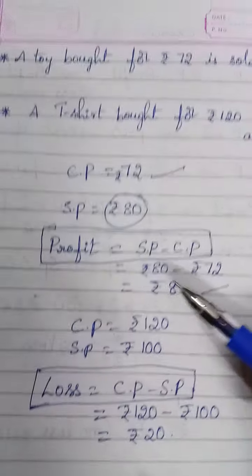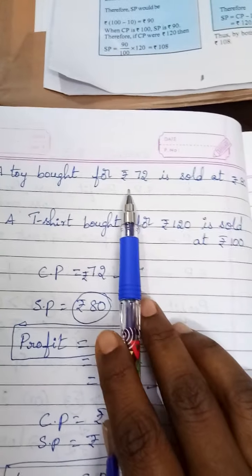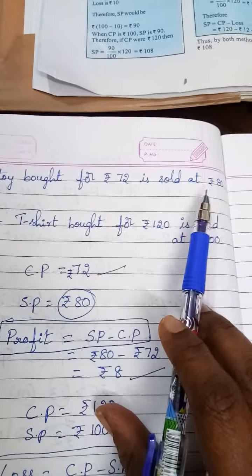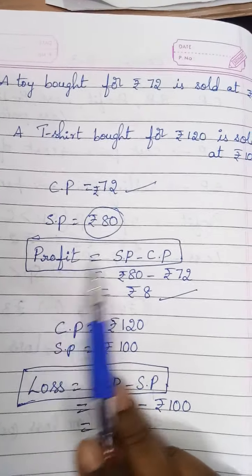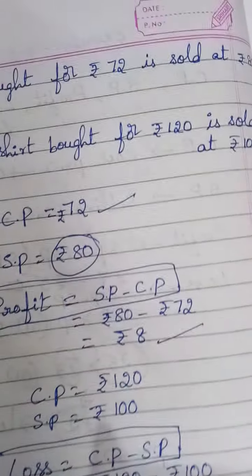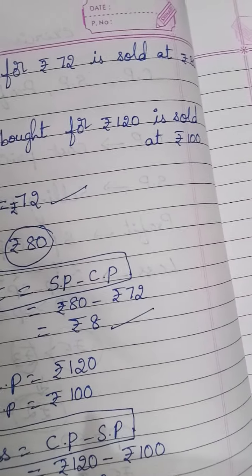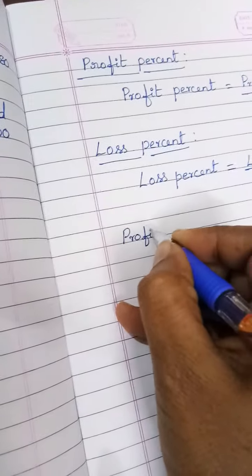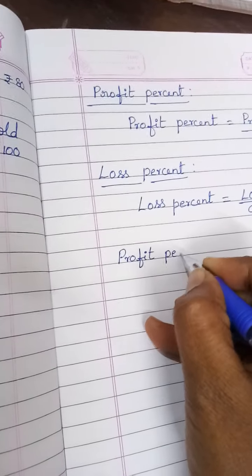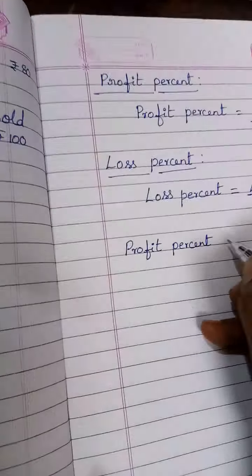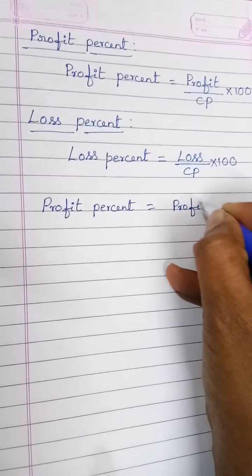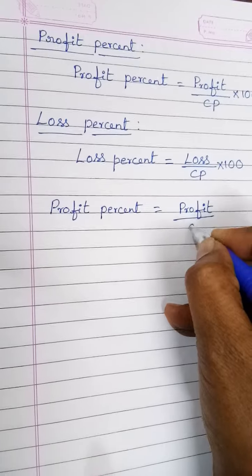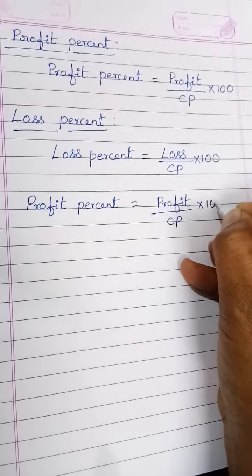Okay, now we'll see here. A toy bought for 72 rupees is sold at 80 rupees. We saw that it is a profit. So we'll find out the profit percentage for that. See, according to the formula, profit percent is equal to profit by cost price into 100.